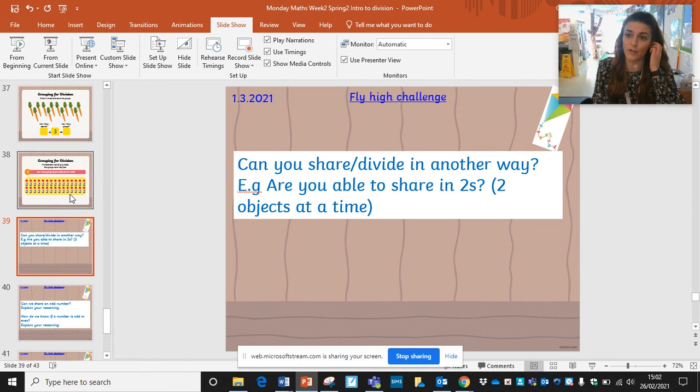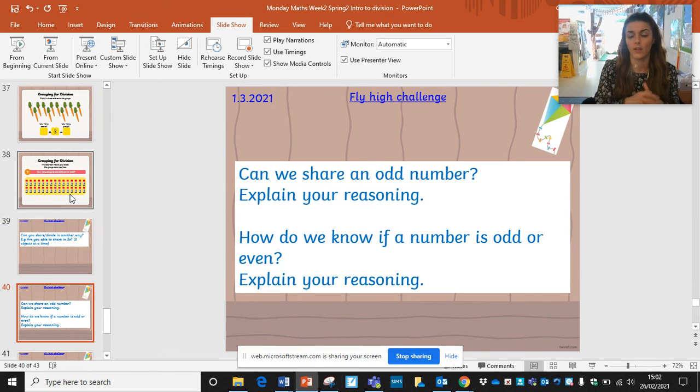And near the very end, there are some questions for you to think about that will challenge your thinking further in relation to division. So can you share or divide in another way? So into a different amount of groups. Okay. Are you able to share in 2s? So instead of sharing 1 object at a time, can you share 2 at a time? Then I've got some questions for you to think about relating to the odd and the even numbers. So can we share an odd number and then explain your reason? How do we know if a number is odd or even and explain your reasoning?